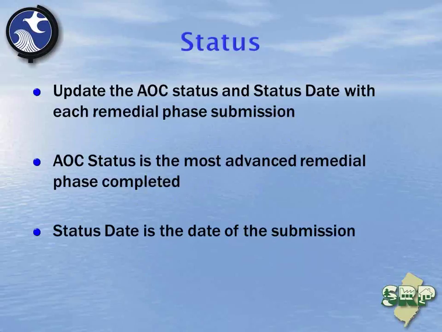Statuses. Okay. We want you to have your SID based solely on the remedial phase that you're submitting. Some of the information is going to be the same no matter what. But each time you get to the activity column, I don't want you to keep expanding on what was previously provided. Only give us what's for that submittal that's coming in. Which brings us to the status column. We want you to update the status of the AOC and the status date with each remedial phase. And by status, that's the column where you assign the SI, the RI, the RA. And it should always be the most advanced remedial phase completed.